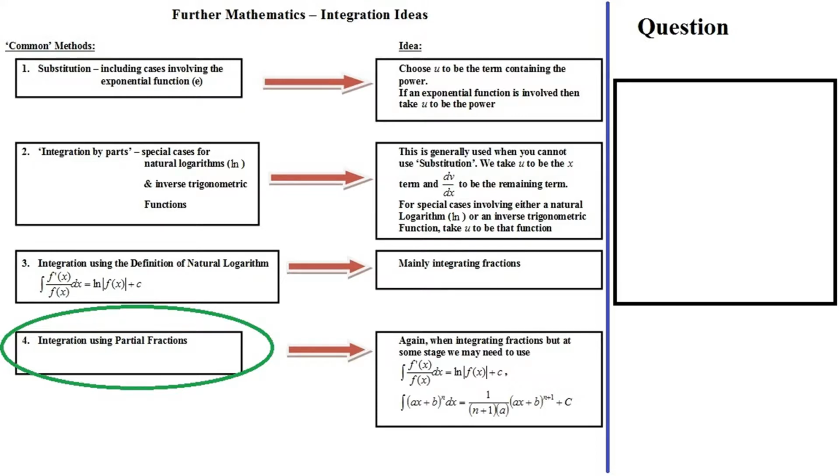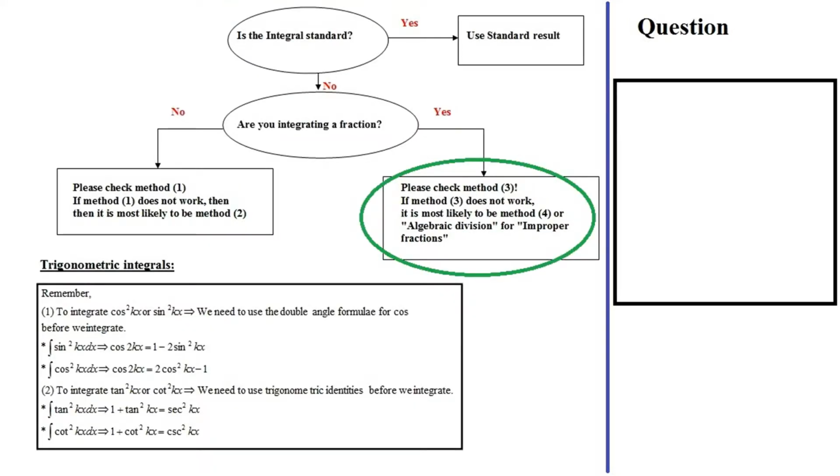Okay? And if method 4 doesn't work, you may need to use algebraic division as you may be integrating an improper fraction. So what I'm trying to say is partial fractions is used for proper fractions. However, if your fraction is not proper, so if your fraction is improper, you're going to have to use algebraic division first and then integrate that result later.